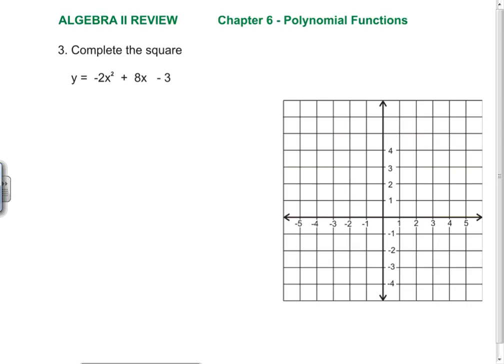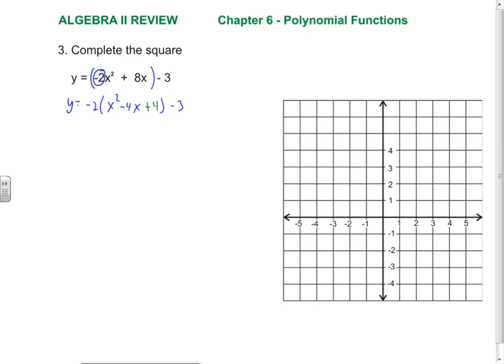So to complete the square, if you remember, you want to group your variable terms. I now want to factor out, I've got to get this squared term to be just x squared. So I'm going to factor out this negative 2. And when I do, I get x squared minus 4x. I still have my negative 3. Okay, so remember what we're going to do now. We're going to take the b value, divide it by 2, and then square it. So 4 divided by 2 is 2. 2 squared is 4. And so we put a plus 4 inside.